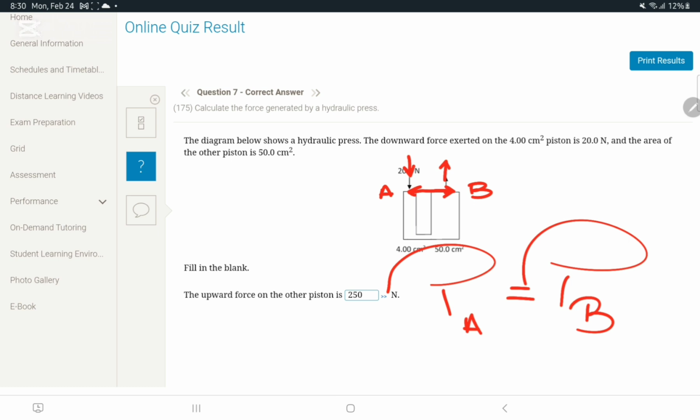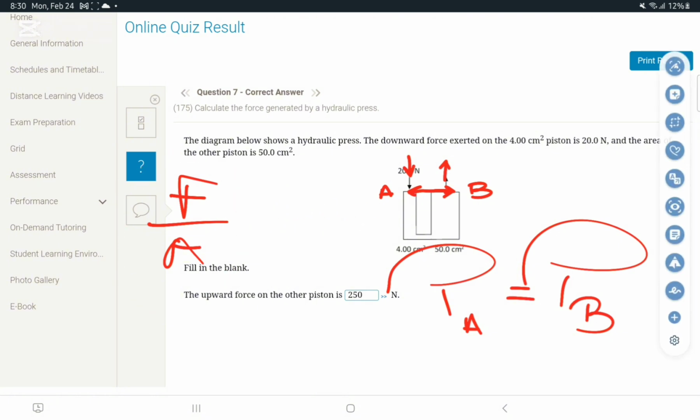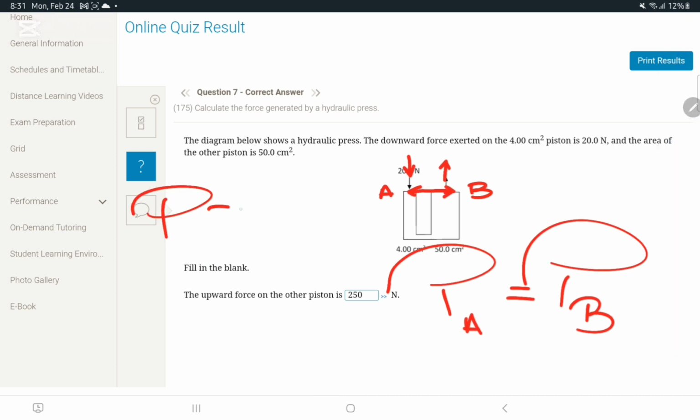Okay. Pressure has two rules, F over A and rho GH. Obviously for this one, we have the givens for this one. We have no density, we have no height. So we do pressure is equal to F over A.